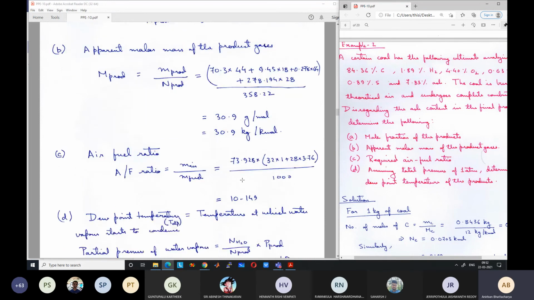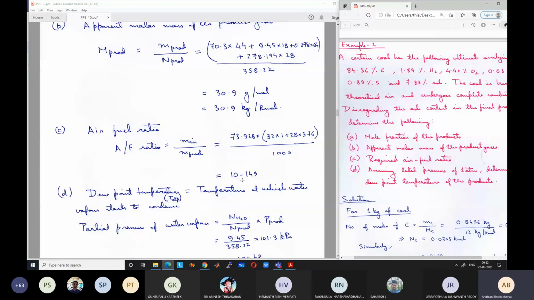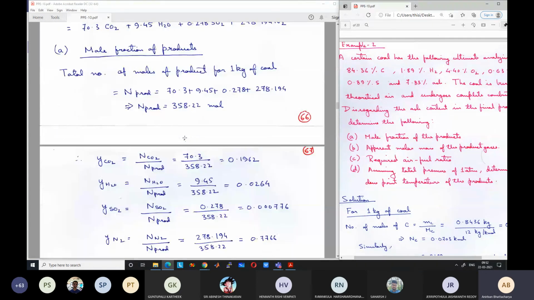Then the third question is, what is the air fuel ratio? Again, very simple to calculate. The air fuel ratio by definition is the mass of air by the mass of fuel. We have already considered 1 kg of fuel. So for 1 kg of fuel, what is the mass of air that is required?